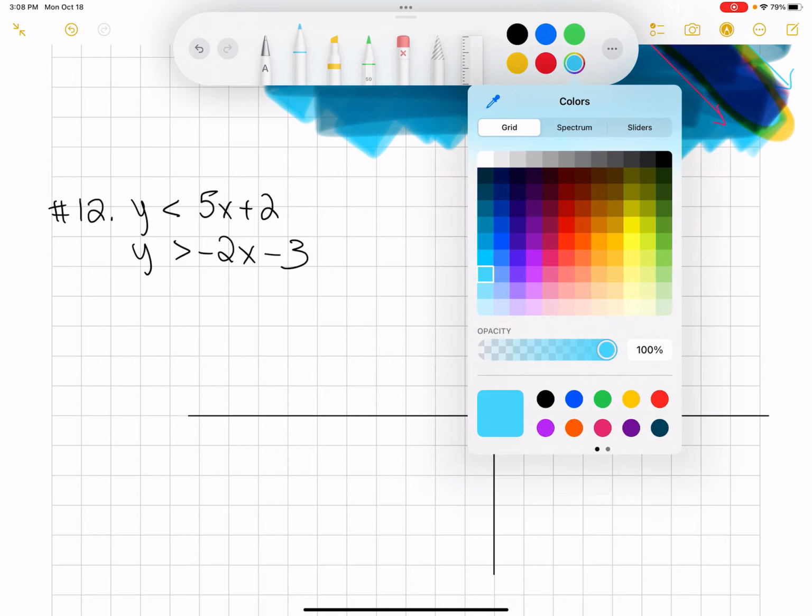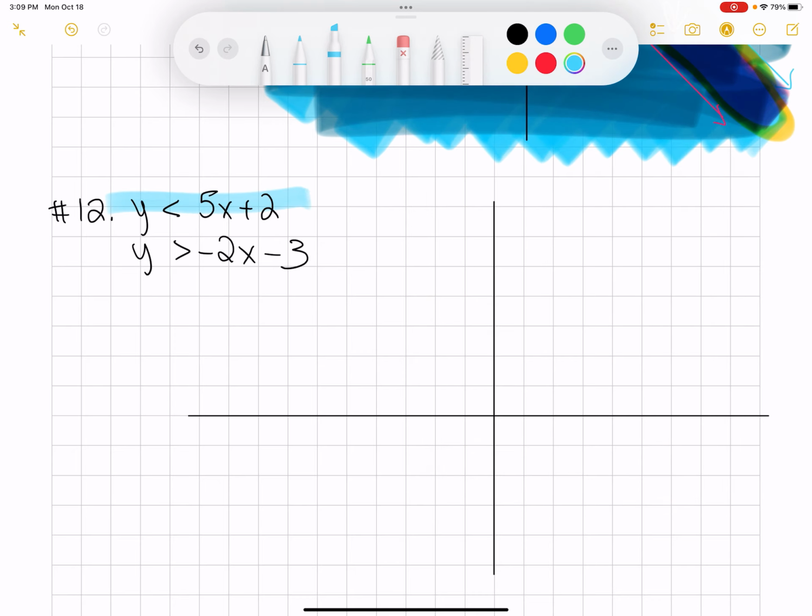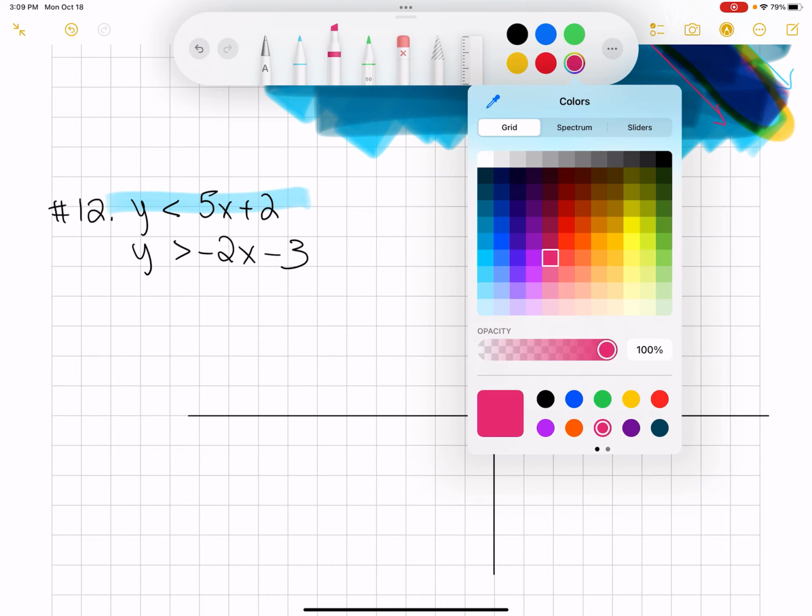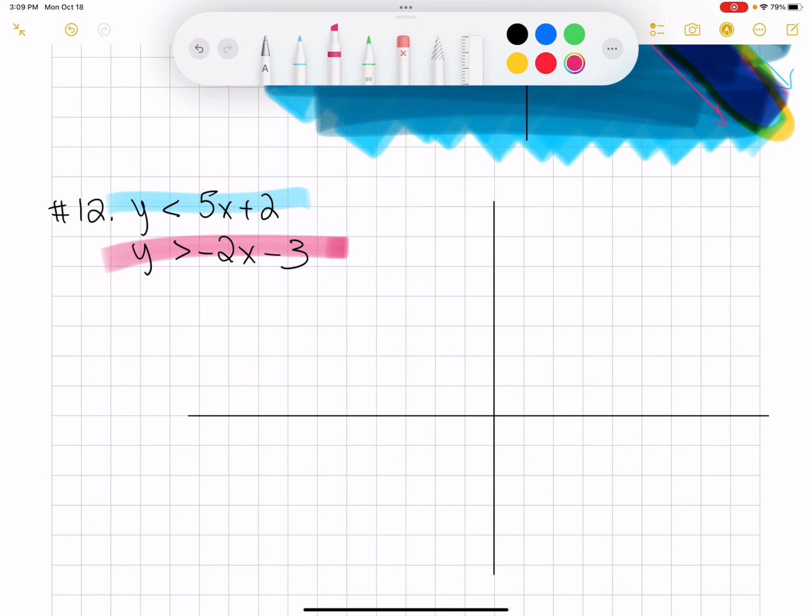Alright, so just for consistency's sake, we're going with blue and pink again. Alright, so the top one, y-intercept of 2, so I'm at 2. Got a slope of 5, up 5, over 1. Down 5, and back 1. It's dotted. I think I got it right.